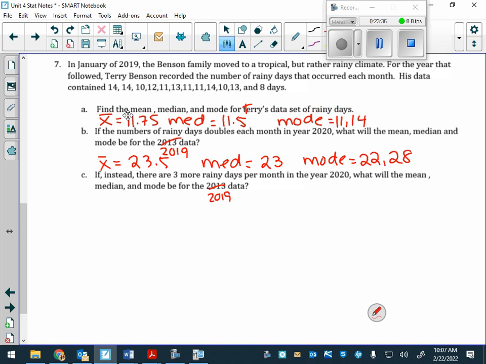Instead of 10, we'll be at what? 13. So if each month added 3 more days, what else is going to add? What's going to change here? What would the new mean be? David? 14.75. What would the median be? 14.5. And the mode?